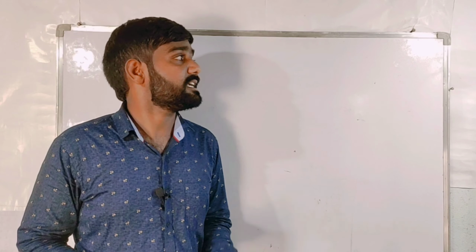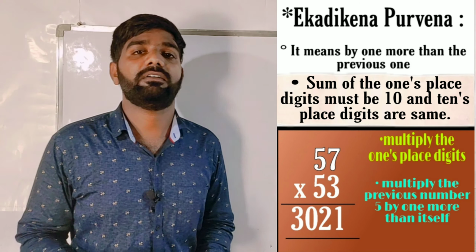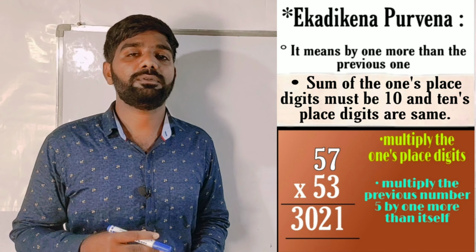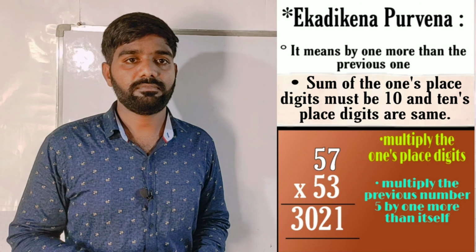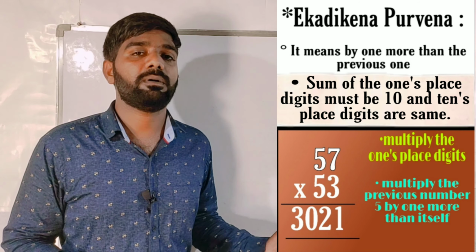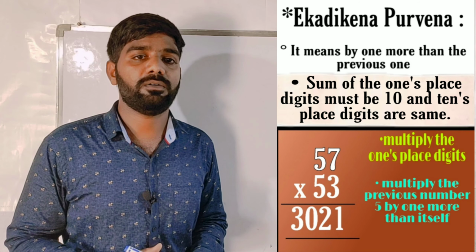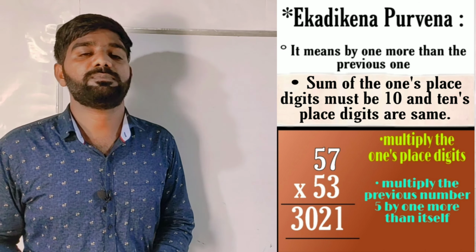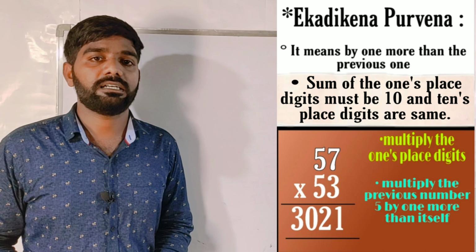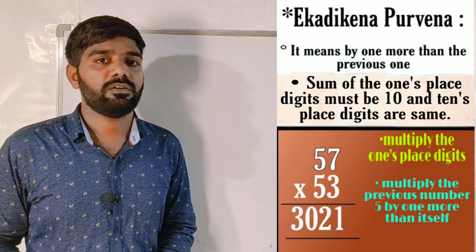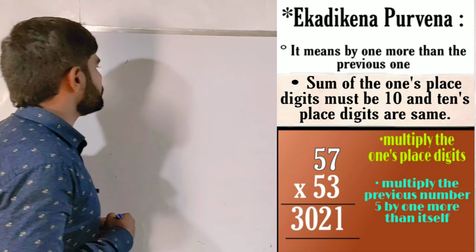The first technique is ఏకాధికేన పూర్వేణ. It means by one more than the previous one. అంటే ముందున్న దానికంటే ఒకటి ఎక్కువ అని. ఈ technique ని మనం apply చేయాలంటే there are two conditions to follow. The first condition is sum of the units place digits must be 10 and tens place digits are same. Okay, example చూద్దాం, అది అర్థమైపోద్ది.